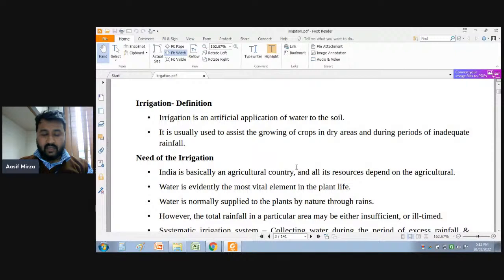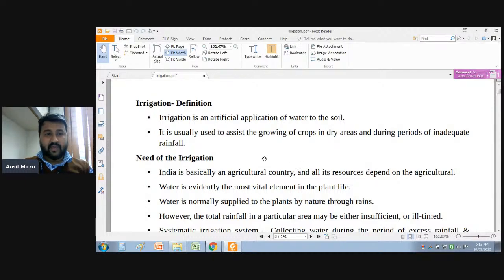So today in the lecture we will discuss what is meant by duty, delta, estimation of evapotranspiration, crop water requirement, design of lined and unlined canal, headworks, gravity dams, and the spillway. We have this much content for today's lecture, and we will discuss all these things in today's presentation itself.